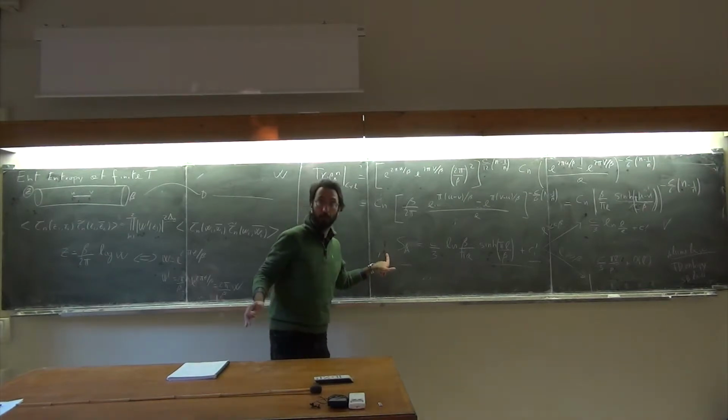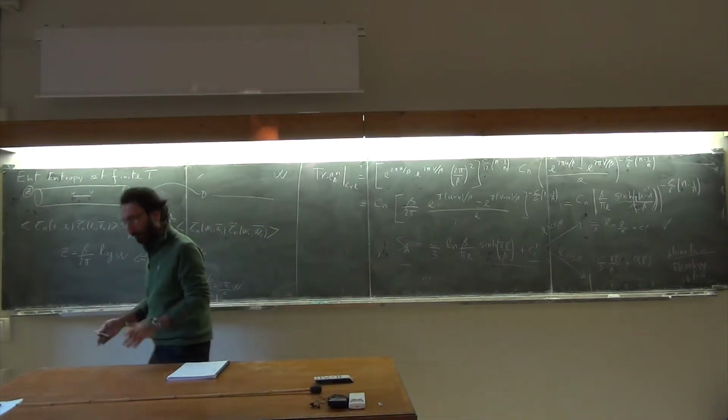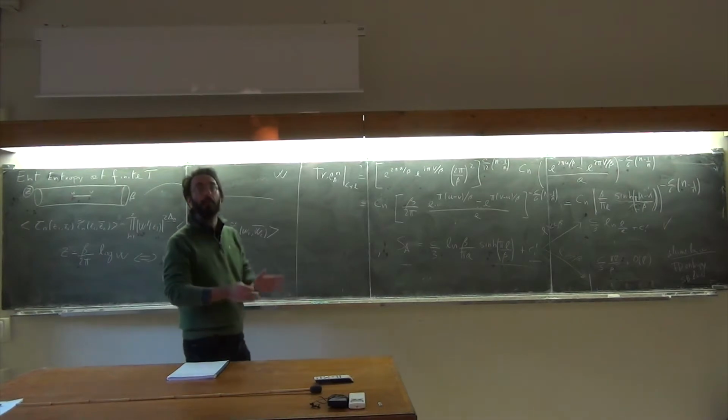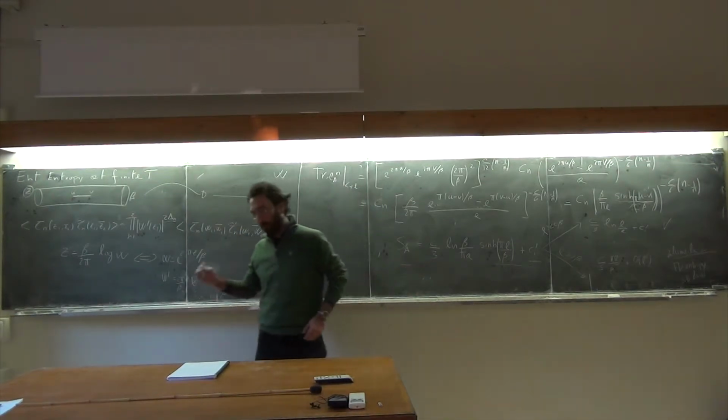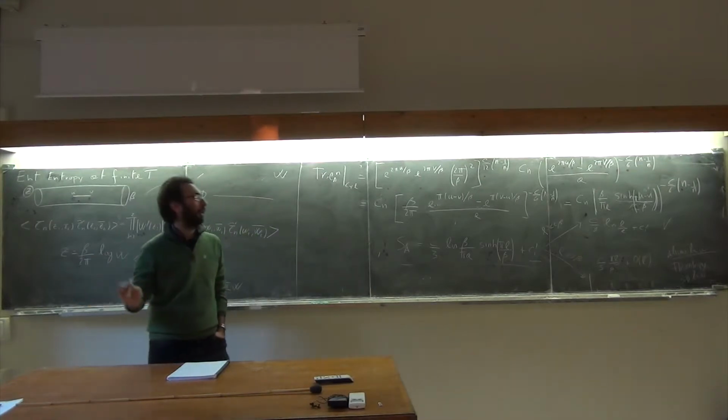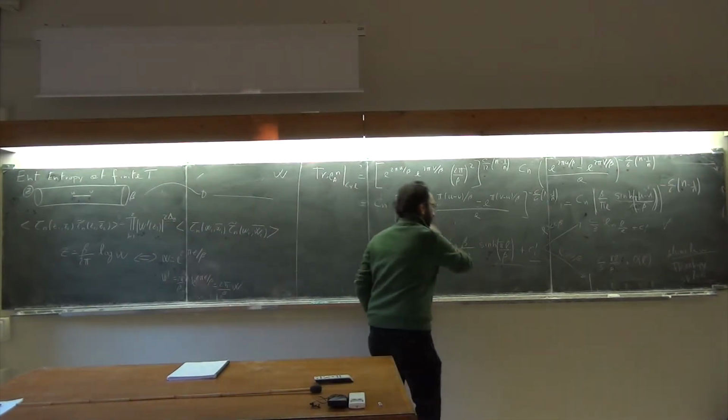Why is it not an entanglement measurement? Because at finite temperature, the state is not a pure state but a mixed state, and the entanglement entropy, as we constructed it, gives a measure of entanglement only in a pure state. So in the middle, this object is well defined.